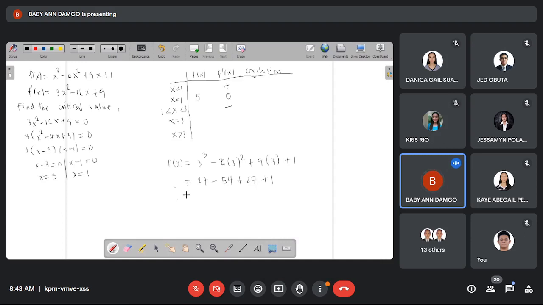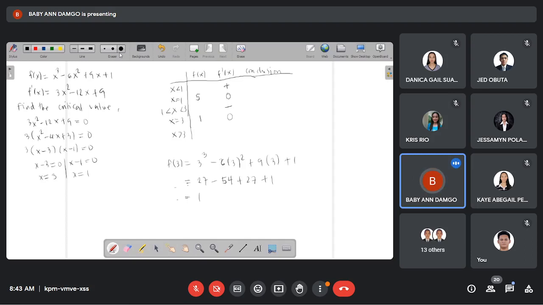So this is just equal to 1. Right? 27 plus 27 is 54 minus 54. So this is 0 plus 1. So we have 1. And then the first derivative is equal to 0 since x is equal to 3. So your 3 here is the critical value or the number.